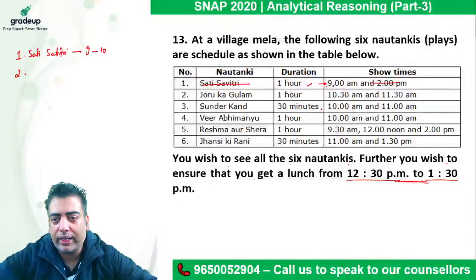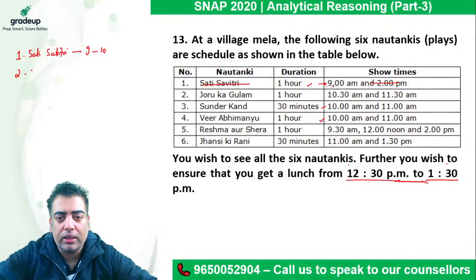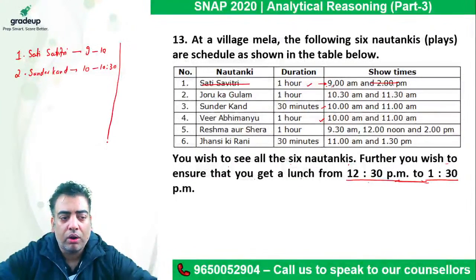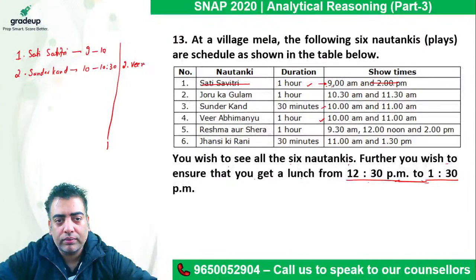So at 10, I can either watch Sundarkand or I can watch Veer Abhimanyu. I am having two options with me. Right. So let's assume if I choose Sundarkand here. So starting at 10, it being a 30-minute show, I will be free by 10:30. Or if we take Veer Abhimanyu at 10, so I will be free at 11 a.m.